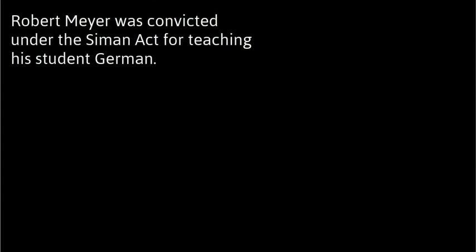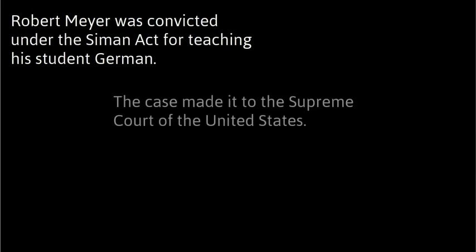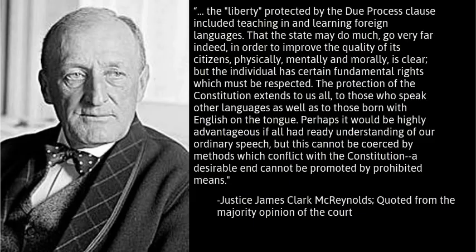Robert Meyer was convicted under the Simmon Act for teaching his student German. The case made it to the Supreme Court of the United States. In 1923, with a vote of 7-2, the Supreme Court supported Meyer and deemed the Simmon Act unethical. The liberty protected by the Due Process Clause included teaching in and learning foreign languages.